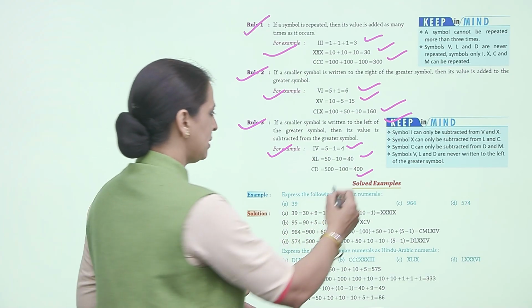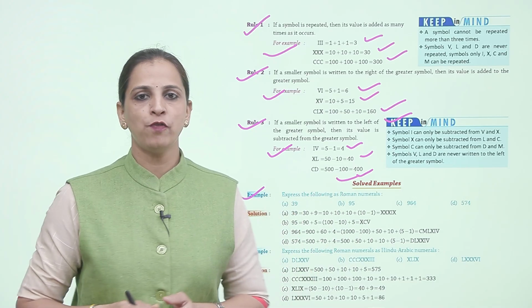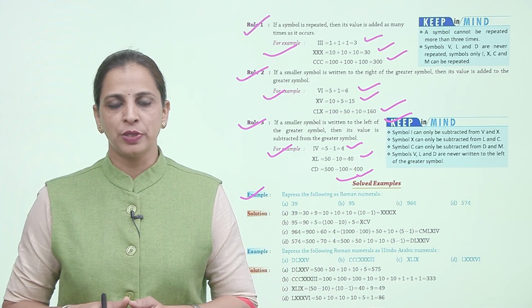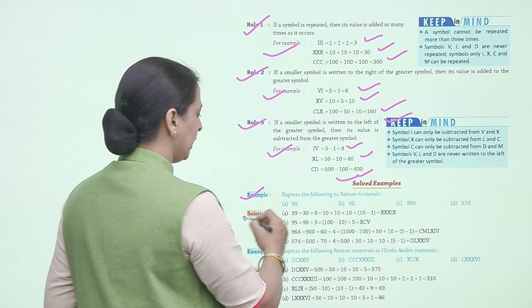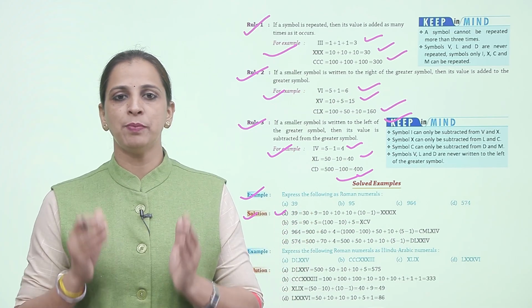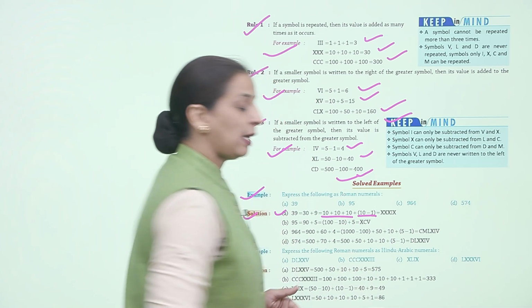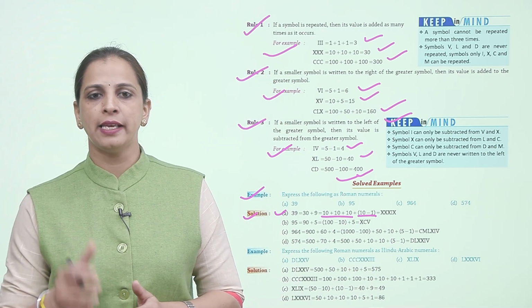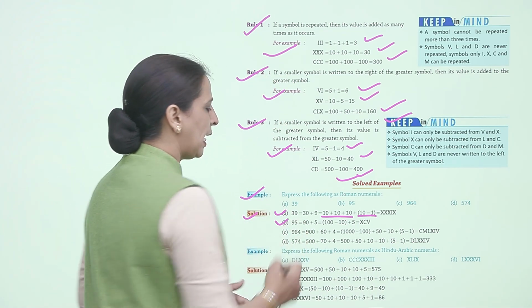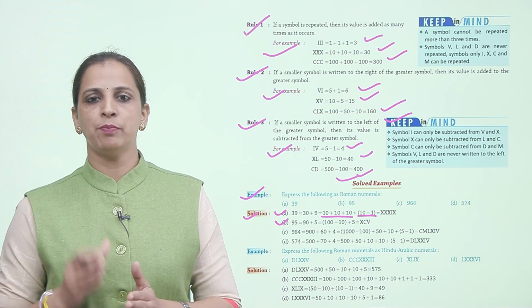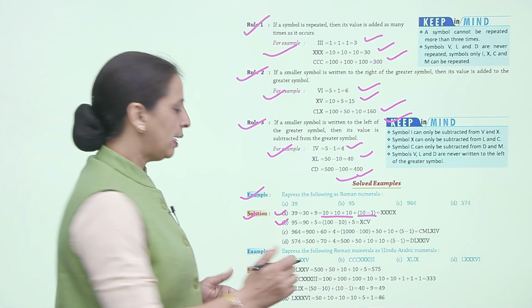Now, solved examples. Example: Express the following as Roman numerals. 39. Solution: 39 is 30 plus 9. That is equal to 3 times 10 plus 10 minus 1. That is XXXIX. 95: 90 plus 5 is 100 minus 10 plus 5, that is XCV.